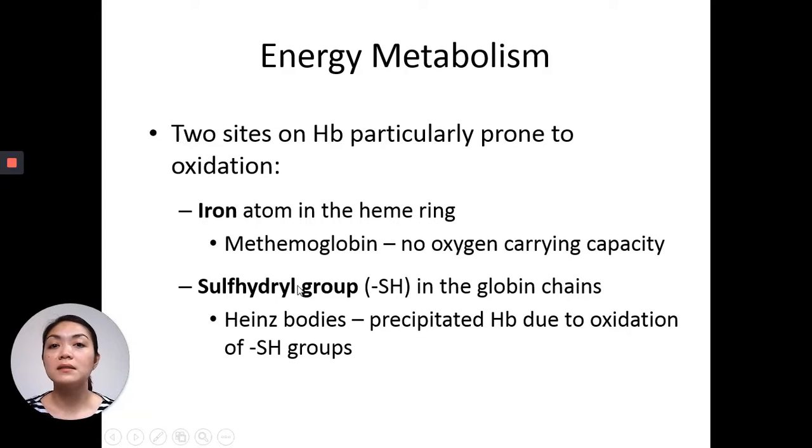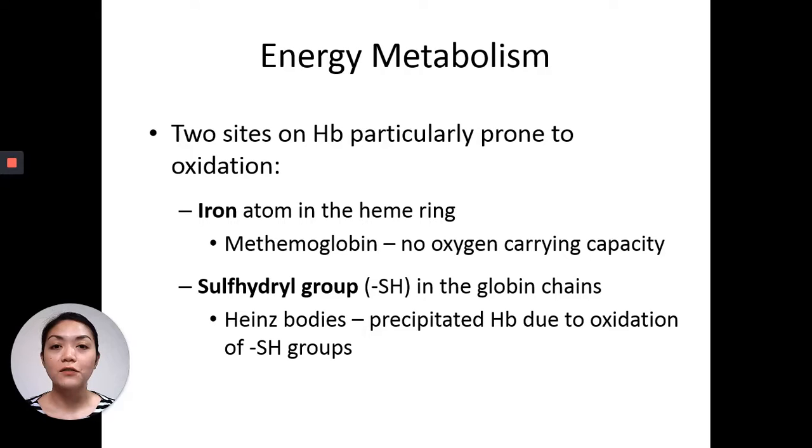What about the globin side? For the globin side, it's the sulfhydryl group. Sulfhydryl, SH, the thiol groups with sulfur in our globin chains. Remember, biochem, in our proteins, the sulfhydryl groups cause the bending and the loops in our chain. Your hemoglobin has 4 globin chains, in pairs. For adult hemoglobin, it's alpha 2, beta 2, for a total of 4 globin chains.